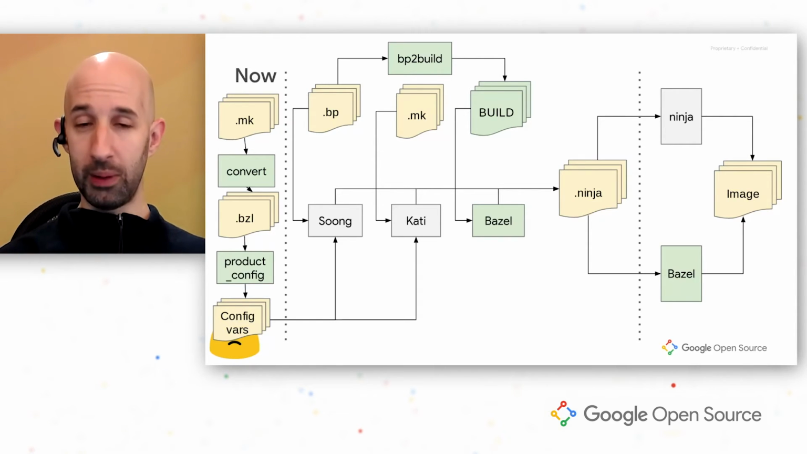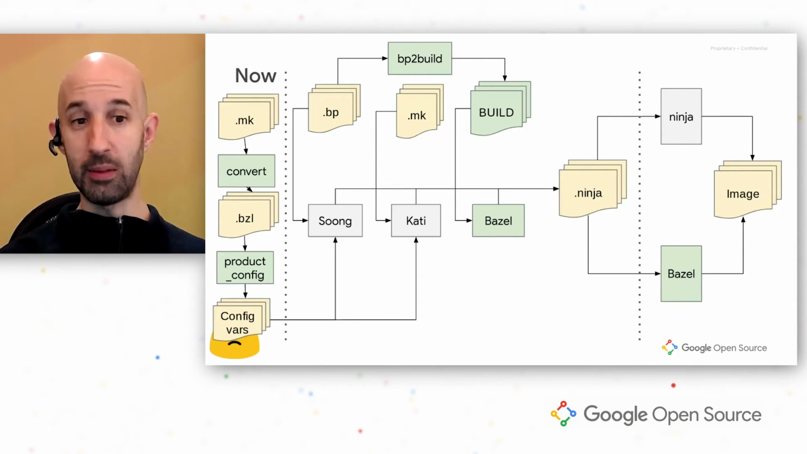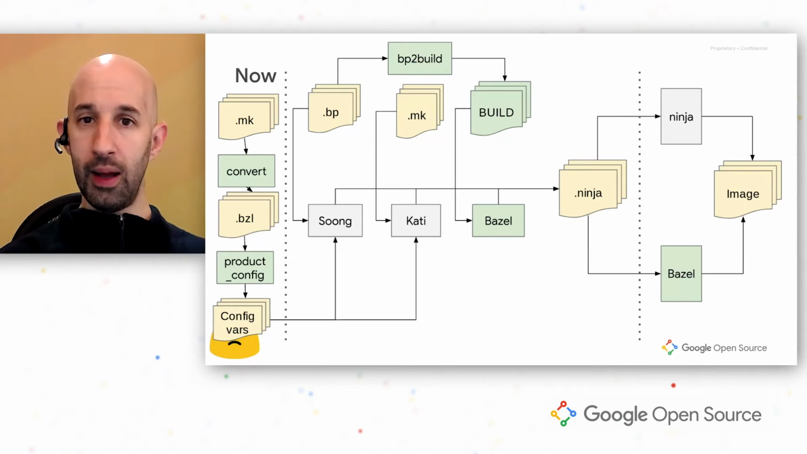It's slightly more complicated because it's an intermediate phase. On this diagram, the green boxes are the pieces of code that are implemented for the migration. Firstly, for the product configuration, there are 2 new tools. One is to convert the make files to Starlark files with the extension .bzl, that is to say, Bazel, and a tool to interpret those .bzl files to emit the configuration variables that used to be emitted by Kati.